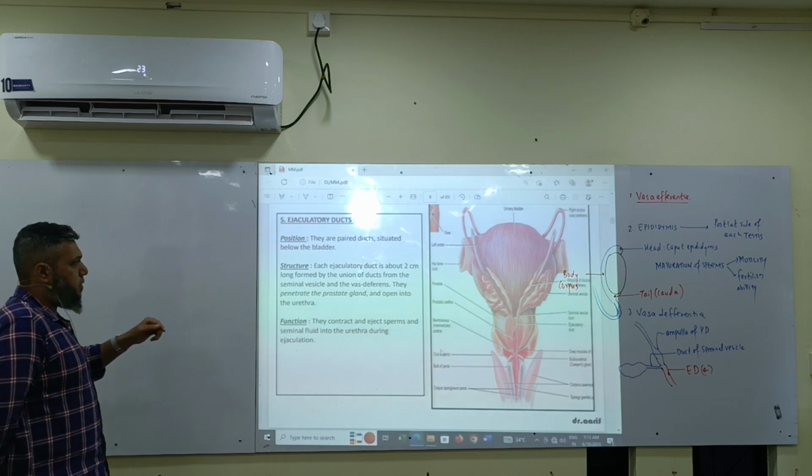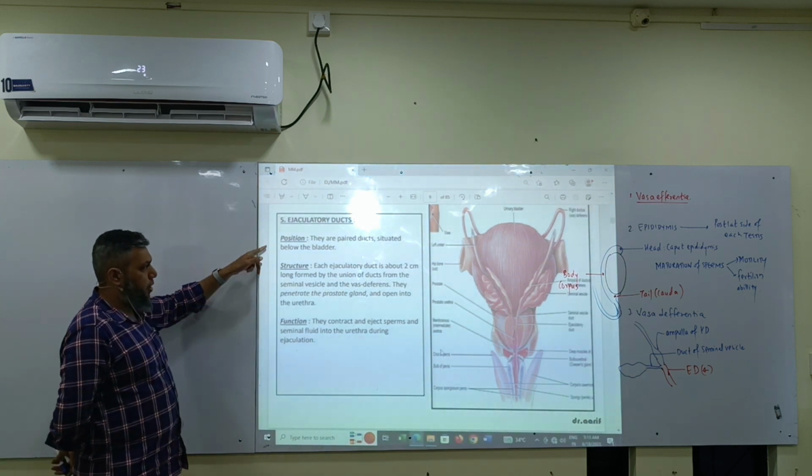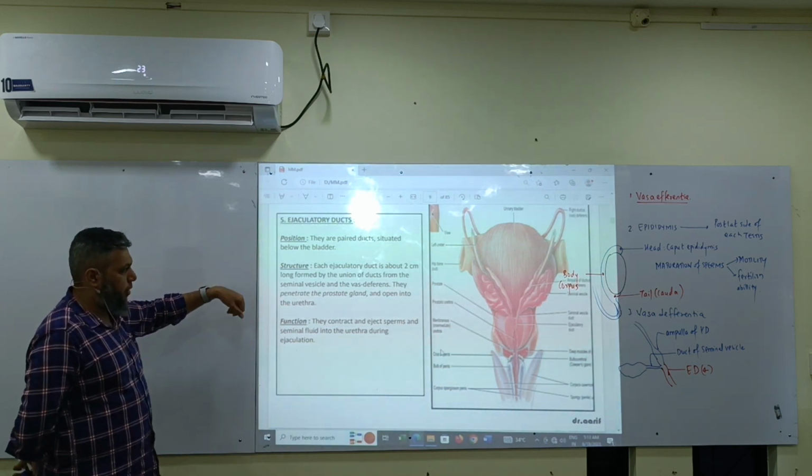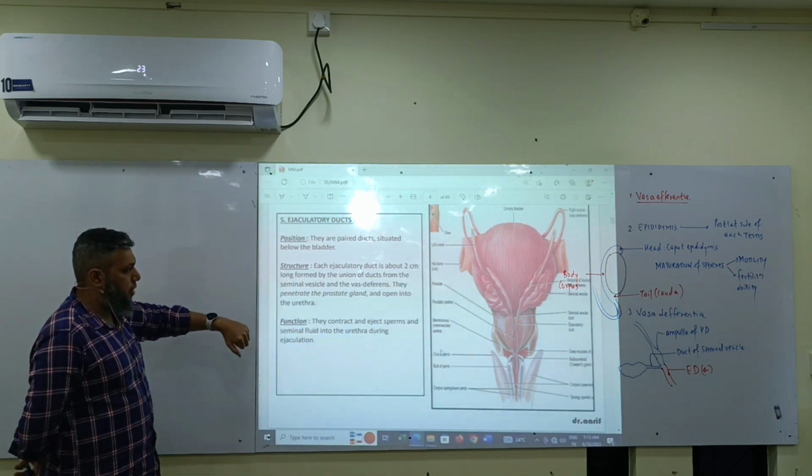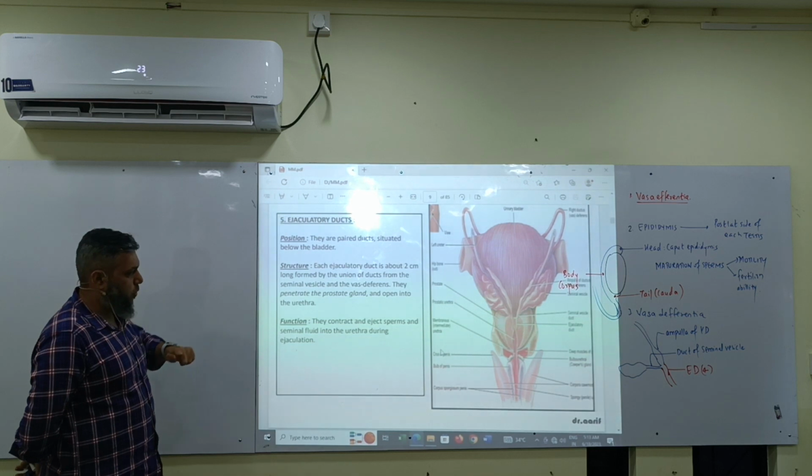So I explained this also. Ejaculatory duct: there are paired ducts below the urinary bladder, okay? And they are formed by the union of the duct of the seminal vesicle and the vas deferens, okay?